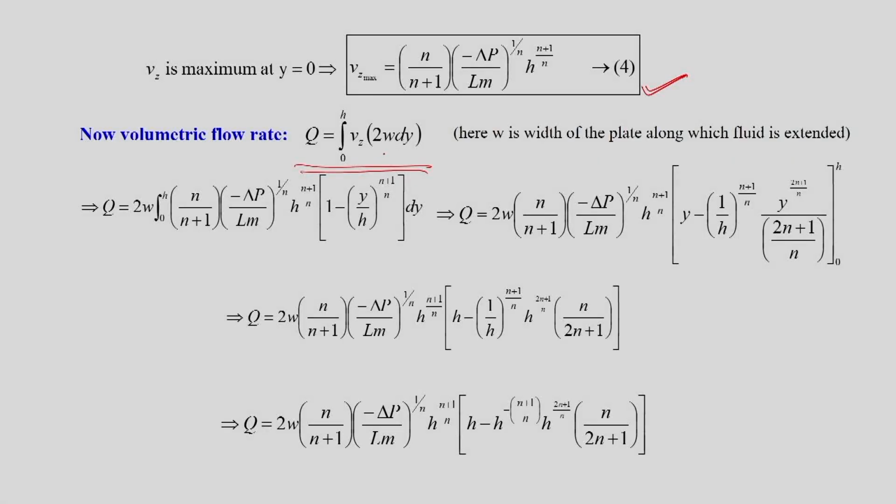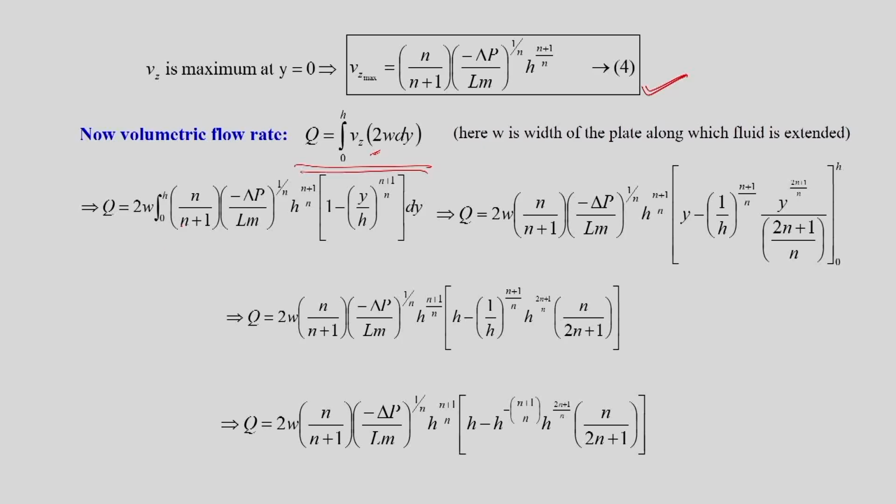So, we have taken only 0 to h because we multiplied by 2, so that it also takes the contribution of the lower portion. The volumetric flow rate is then the complete volumetric flow rate between two plates, not the volumetric flow rate of the upper region only. So, now in this equation you substitute Vz and then integrate.